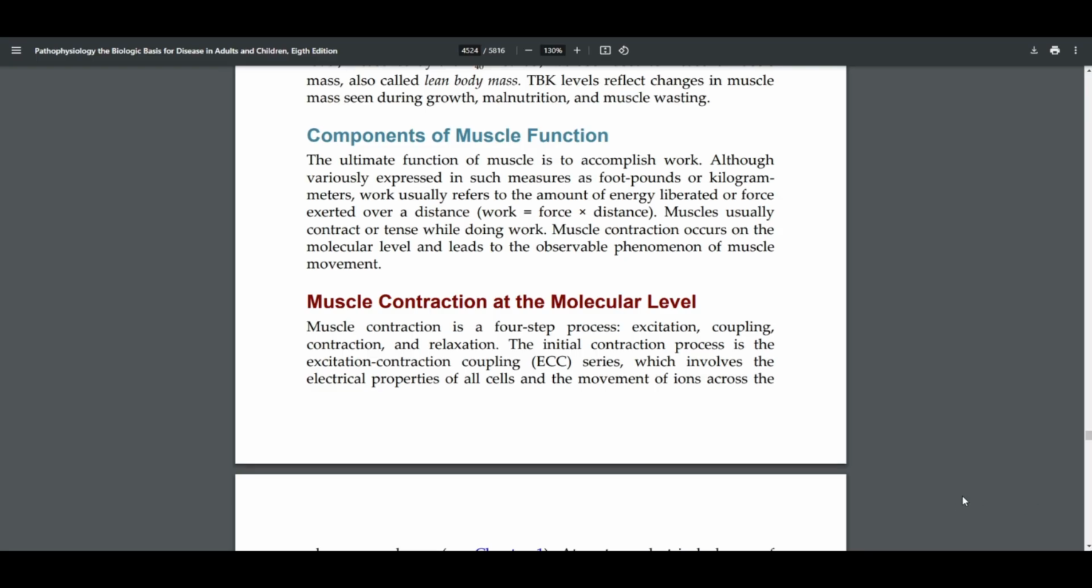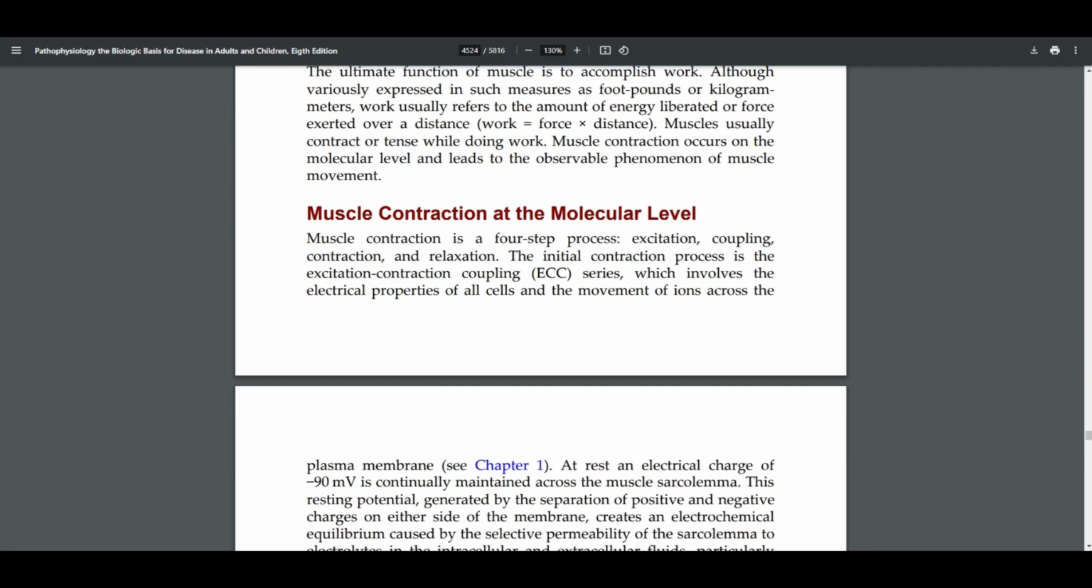Components of muscle function. The ultimate function of muscle is to accomplish work. Although variously expressed in such measures as foot-pounds or kilogram-meters, work usually refers to the amount of energy liberated or force exerted over a distance. Muscles usually contract or tense while doing work. Muscle contraction occurs on the molecular level and leads to the observable phenomenon of muscle movement.